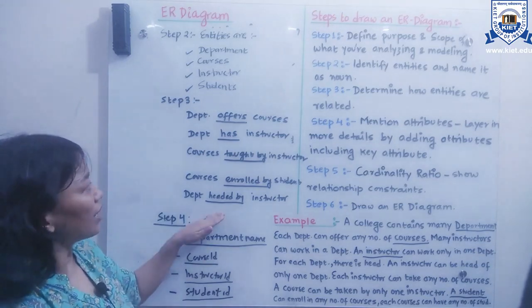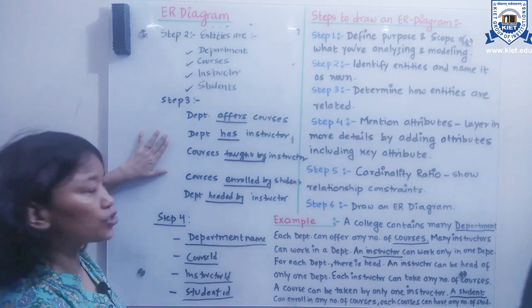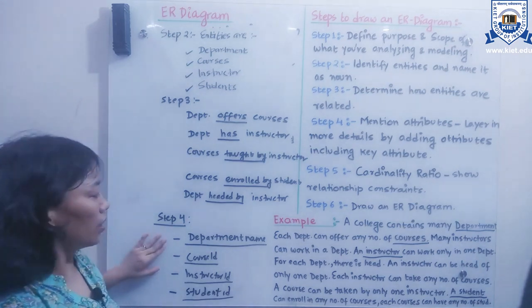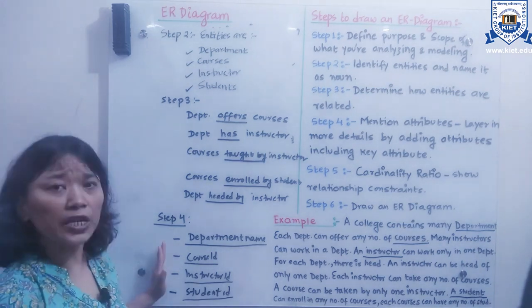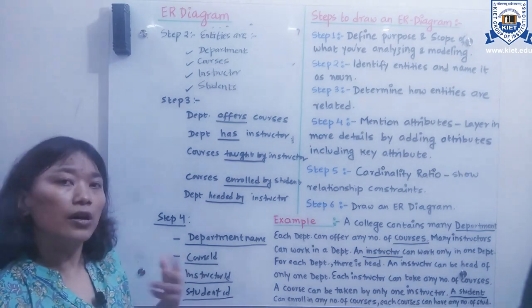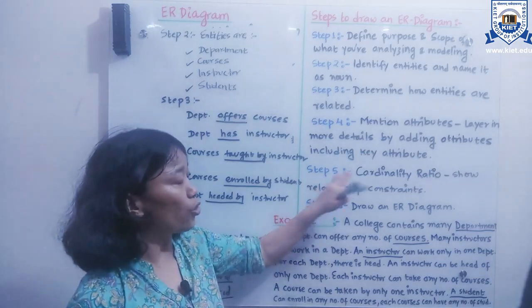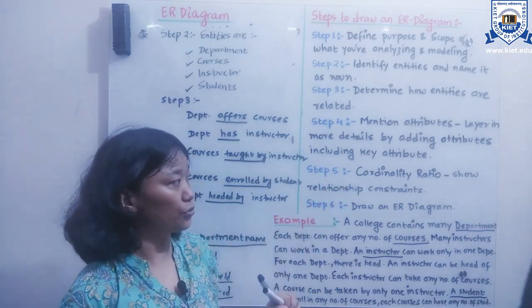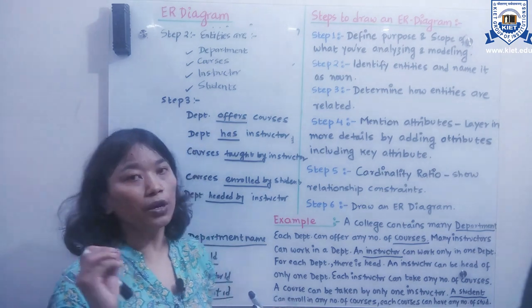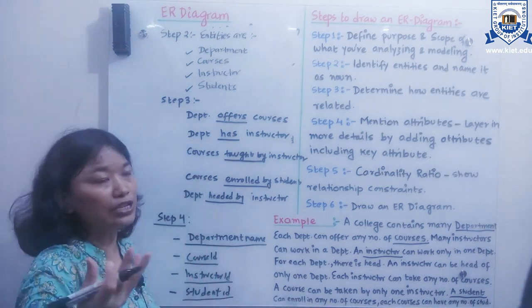So I have decided these: firstly the entities, secondly the relationships, thirdly I have made the key attributes, and the rest of the attributes I will mention at the time of drawing an ER diagram. The rest I talk about is the cardinality ratio, that I need to show, and the participation ratio of each entity.